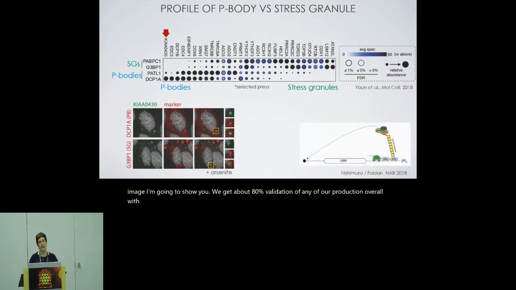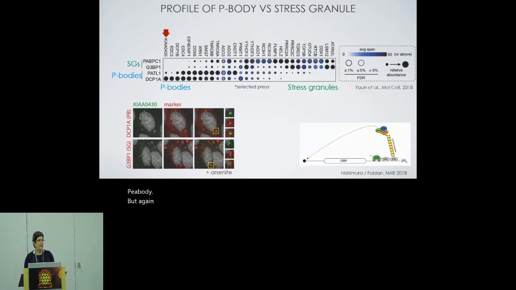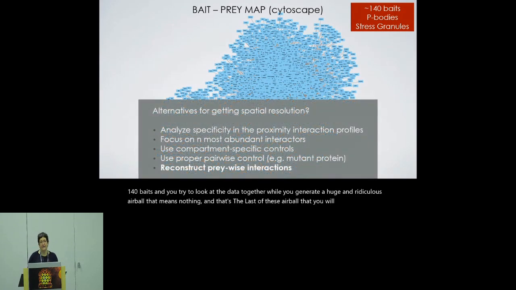And for this particular protein, after that, you can look at the function. This turns out to be a new component of the decapping enzyme, which is one of the activities of the P-body. But again, this works fairly well when you have a few baits. But what happens if you have 140 baits and you try to look at the data together? Well, you generate a huge and ridiculous hairball that means nothing, and that's the last of these hairballs that you will see.